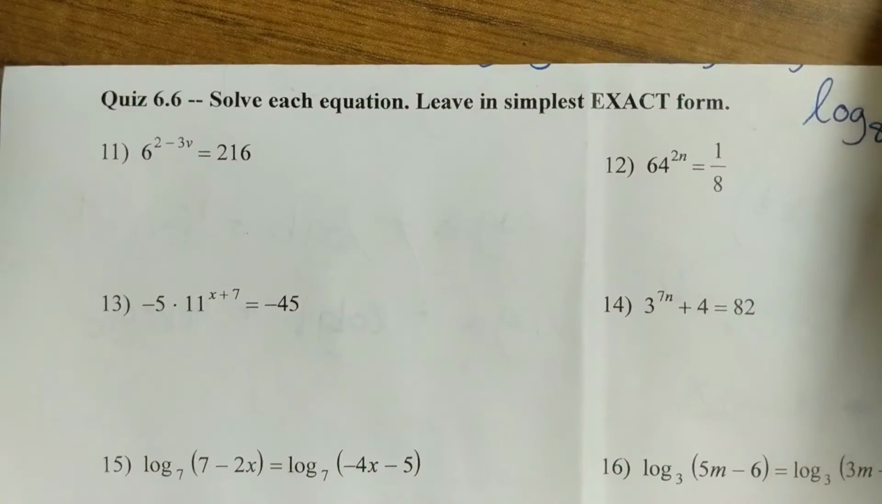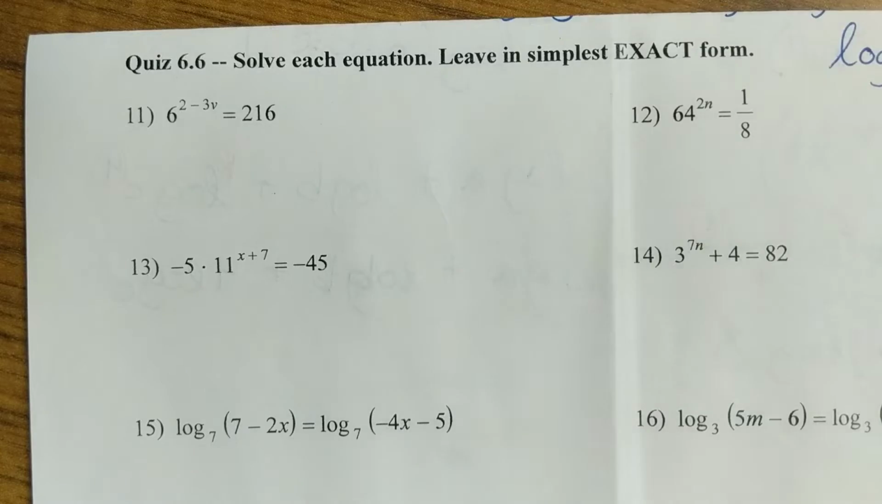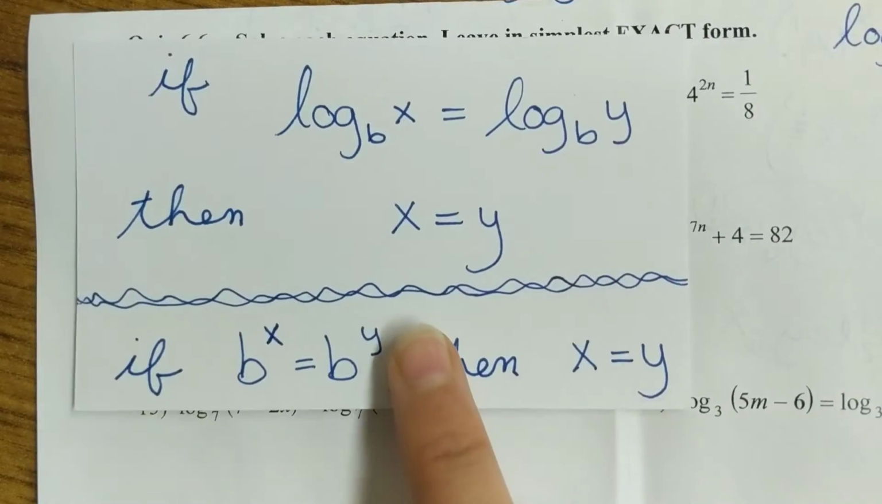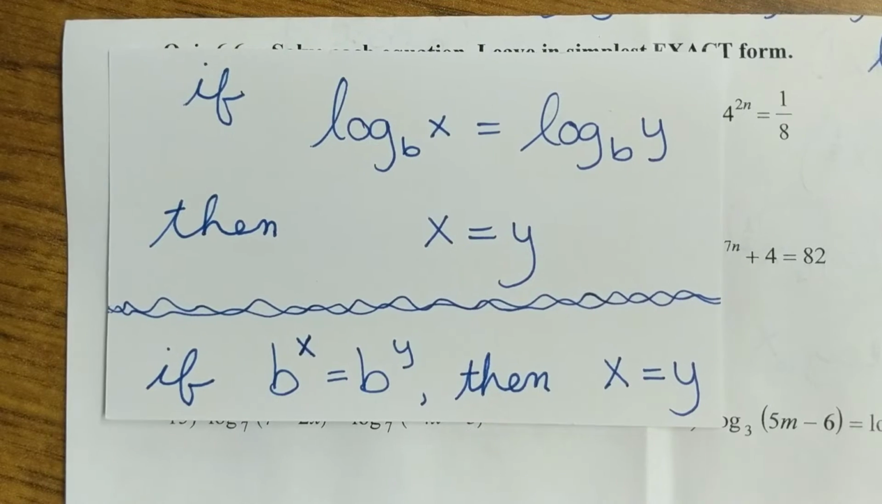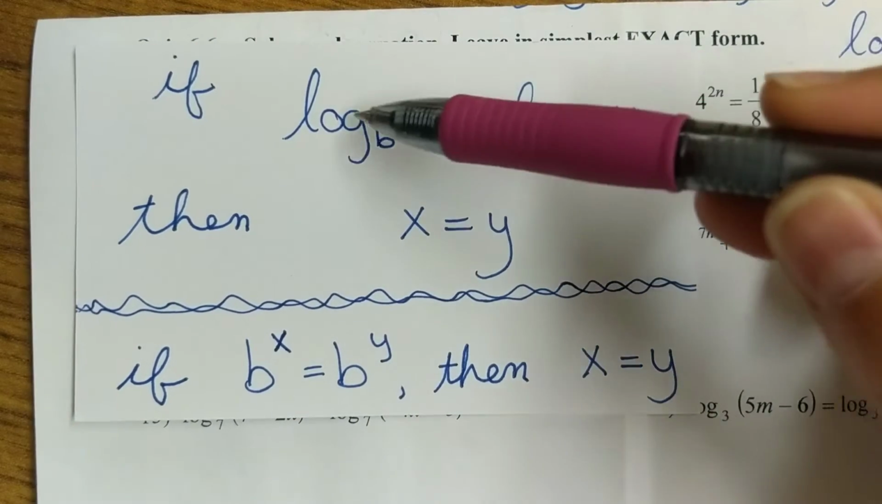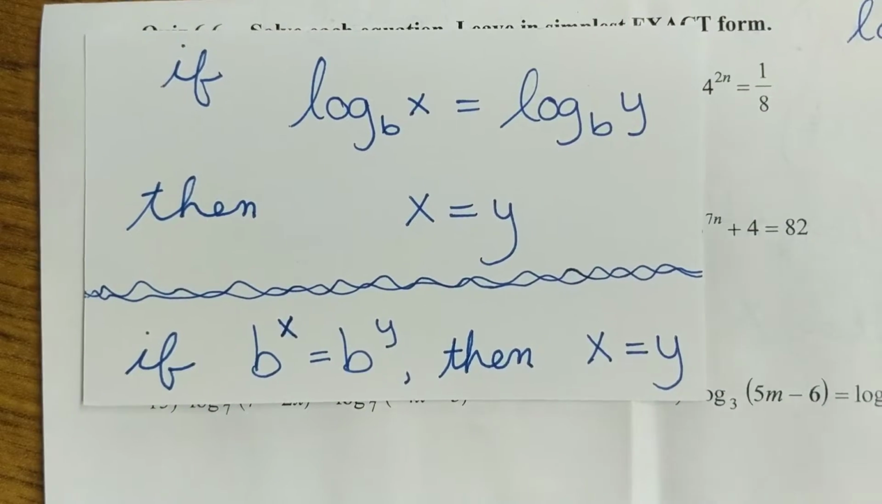All right, we're going to study for quiz 6.6, solving exponential and logarithmic equations. There are just a few things that you do need to know. First, if log base b of x is equal to log base b of y, then x is equal to y. So if you're taking the same log of each argument, then the arguments are equivalent.